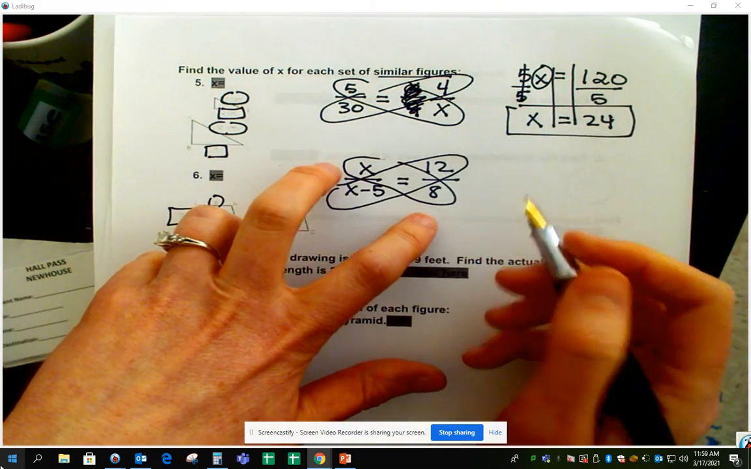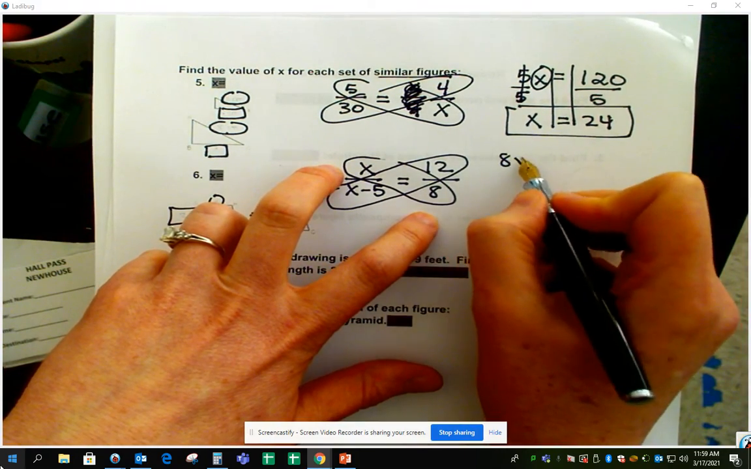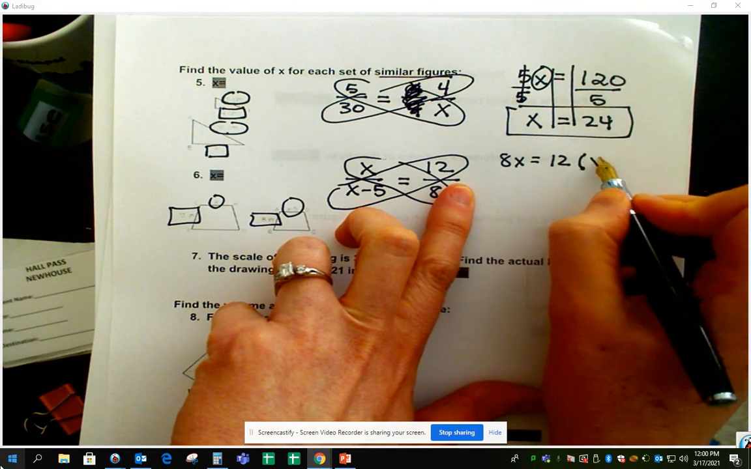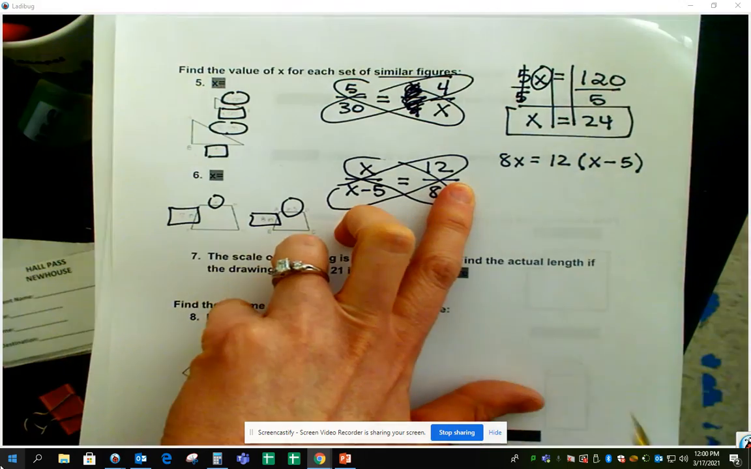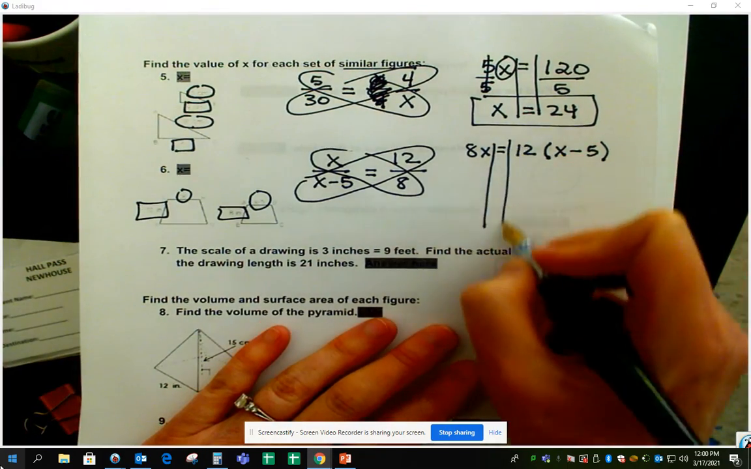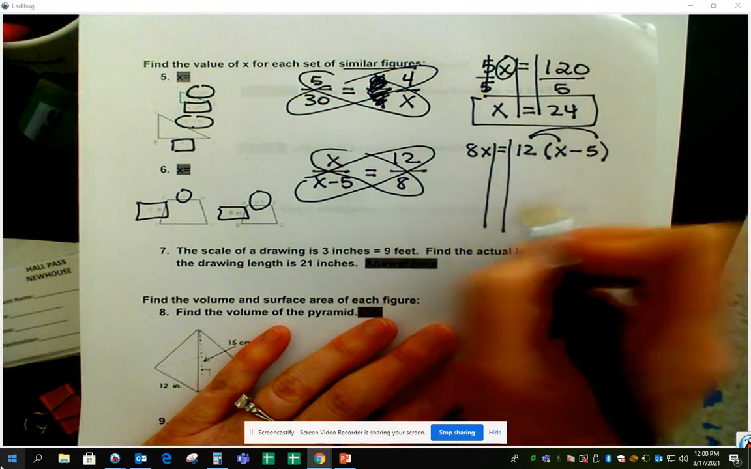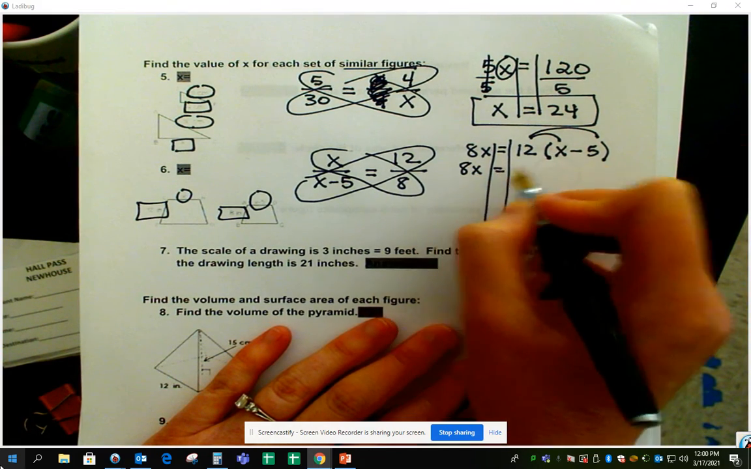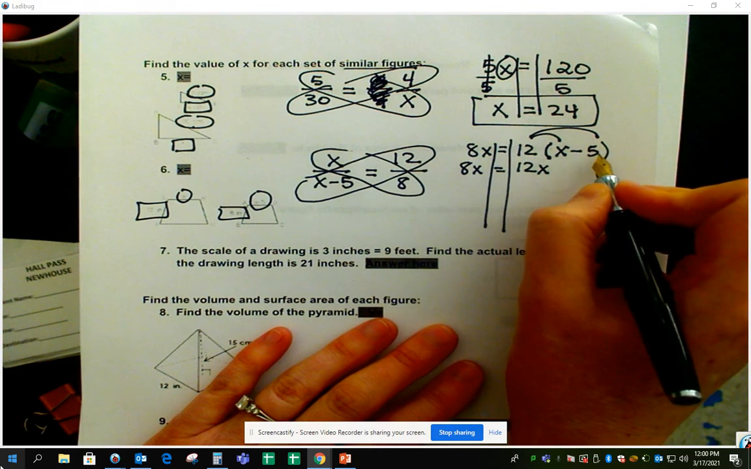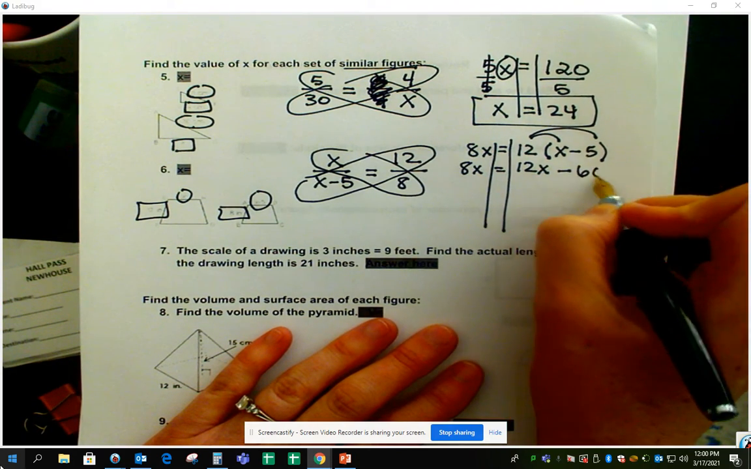So I've got 8x on one side. And then remember, 12 times parentheses x minus 5. We're going to have to distribute that 12. So let's start solving. So 8x stays. 12 times x is 12x, and then 12 times negative 5 is negative 60.